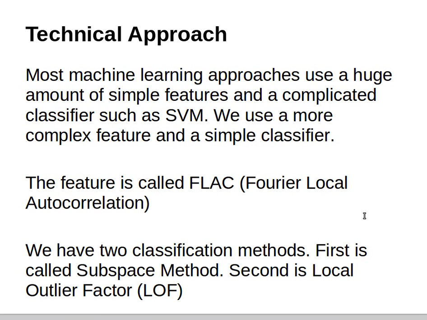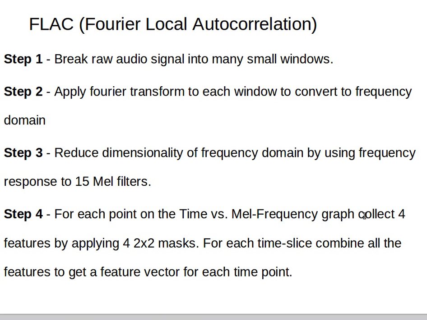So the technical approach we're going to use: most machine learning approaches use simple features and a complicated classifier. We're going to do the opposite. We're going to use a complex feature which is designed to work with audio signals called FLAC, Fourier local autocorrelation. And we're going to combine that with two different classification methods. The first we're going to try is called the subspace method. The second is the local outlier factor.